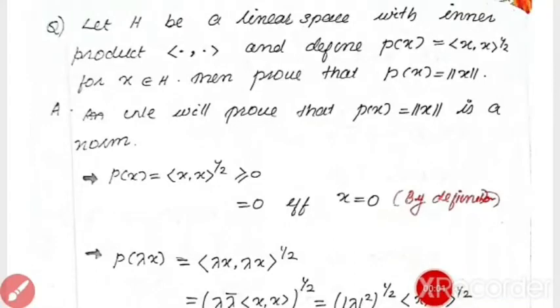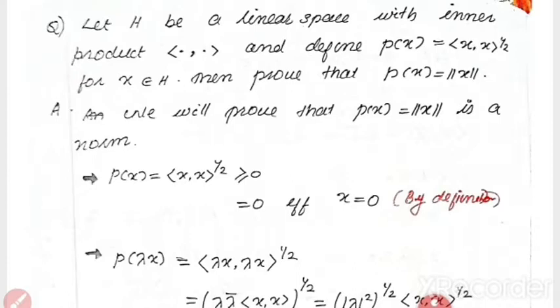Hello dear students, today let us define a Hilbert space with Hilbertian norm. Before that, let us answer one question. If capital H is a linear space with inner product, with this notation, and we define P of x equal to inner product of x comma x raised to half for x belonging to capital H, then P of x is norm x, that is, P can be treated as a norm of x.